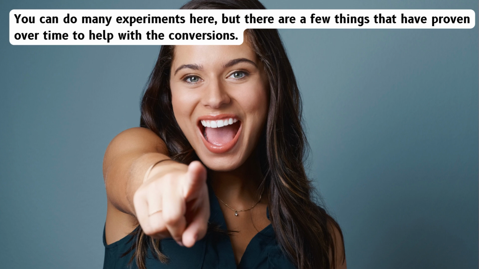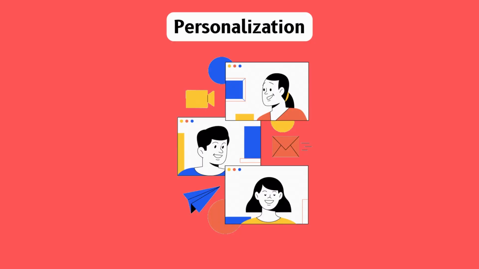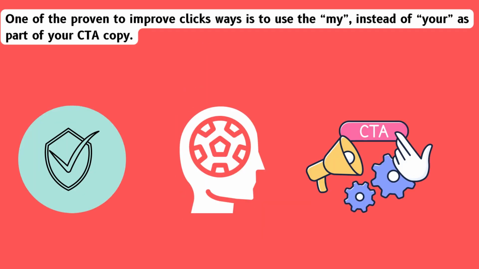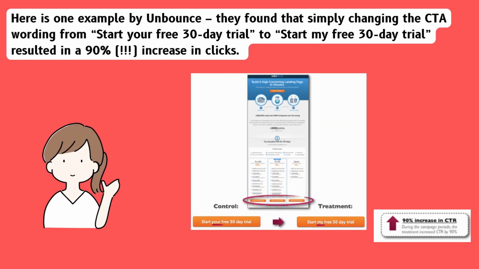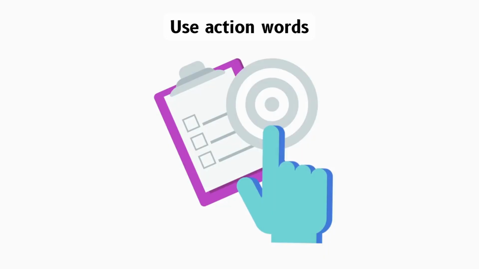You can do many experiments here, but there are a few things that have proven over time to help with the conversions. Personalization. One of the proven ways to improve clicks is to use "my" instead of "your" as part of your CTA copy. Here is one example by Unbounce. They found that simply changing the CTA wording from "start your free 30-day trial" to "start my free 30-day trial" resulted in a 90% increase in clicks.